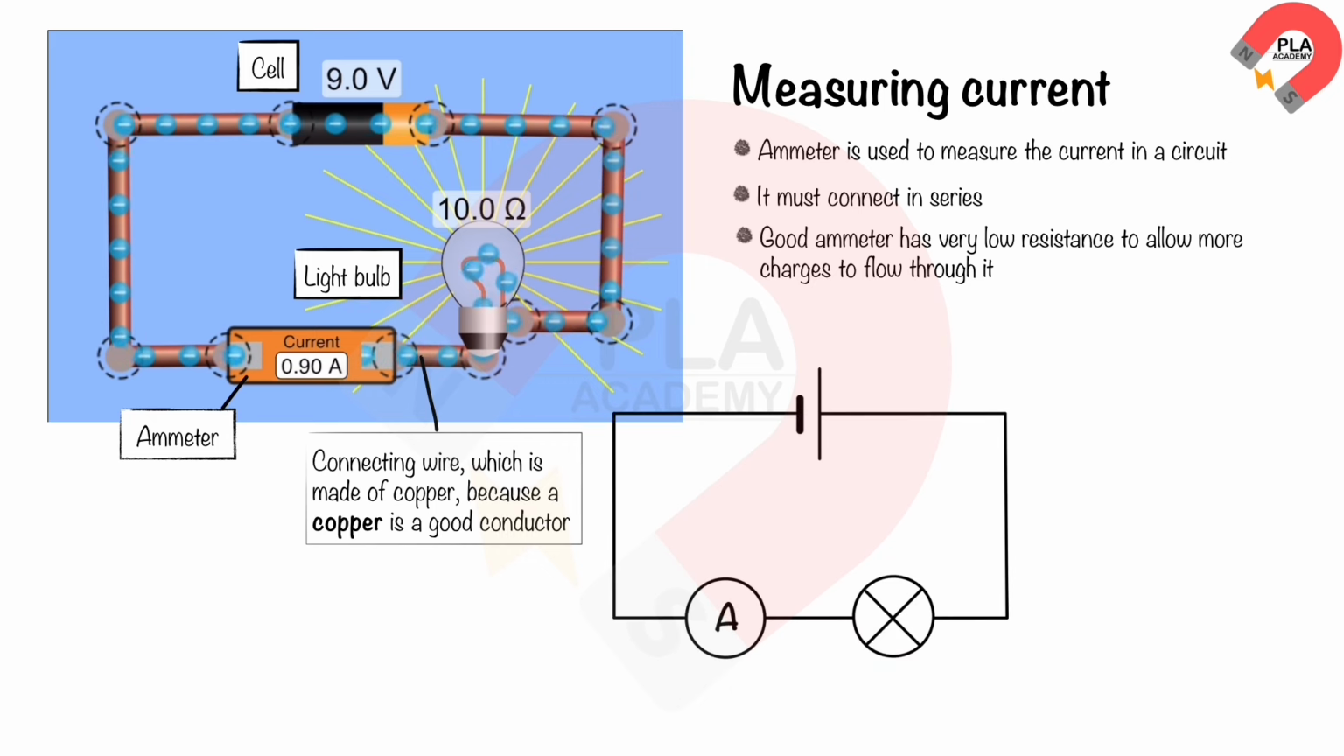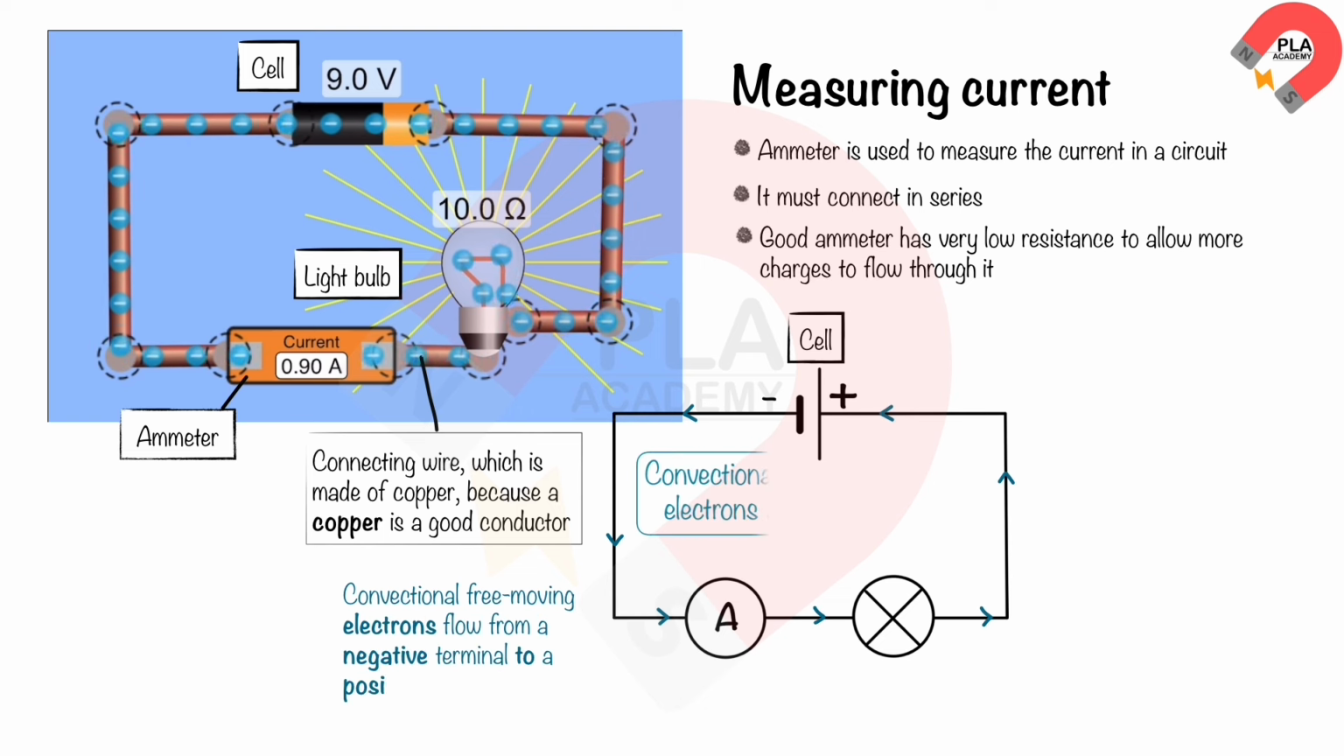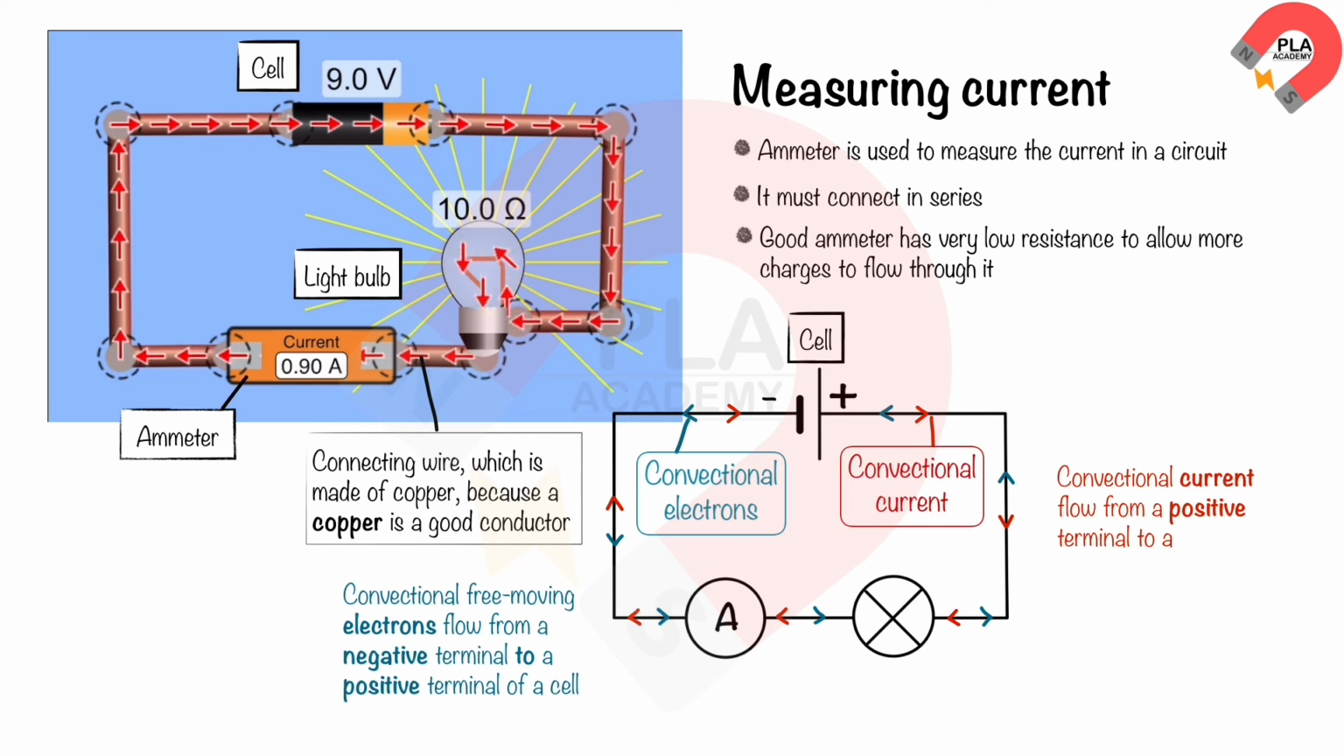We can draw the diagram of this circuit using the symbol of each component as shown. This symbol is a cell. The longest side is indicated as positive. The shortest side is indicated as negative. The free-moving electrons in copper flow from the negative terminal to the positive terminal of a cell, while the conventional current flows from the positive terminal to the negative terminal of a cell.